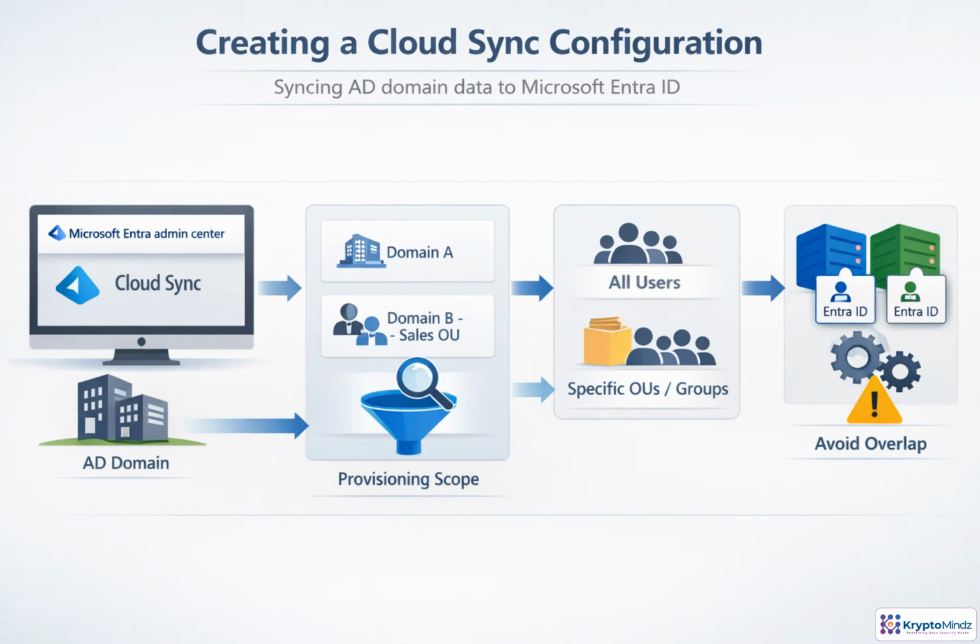A Cloud Sync configuration is where you decide exactly what Active Directory data enters Microsoft Entra ID. In the Entra Admin Center, choose the connected AD domain, then define the provisioning scope. That scope is the key decision. You can sync all users or narrow the job to selected organizational units or groups. From there, confirm attribute mappings, decide whether password hash sync is enabled, review the settings, and turn on the job.